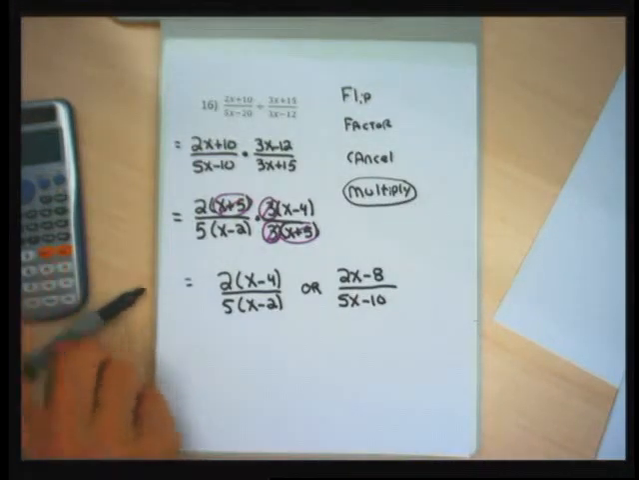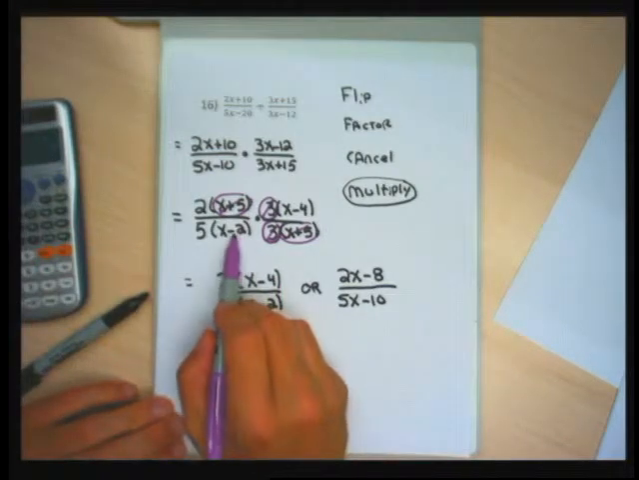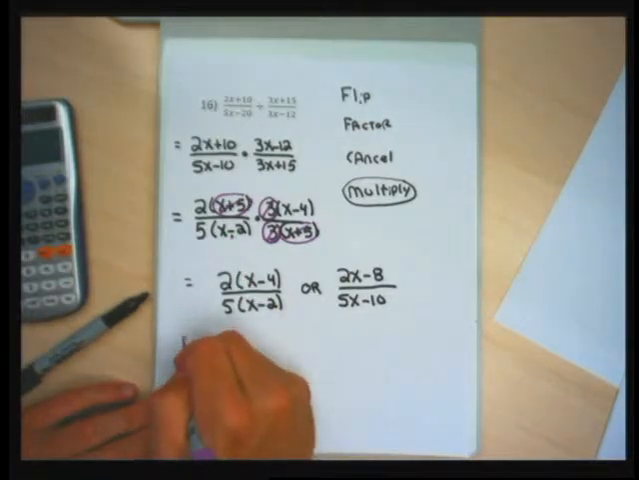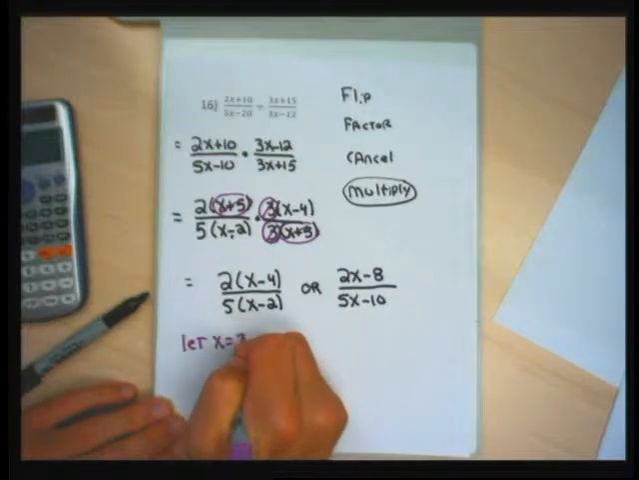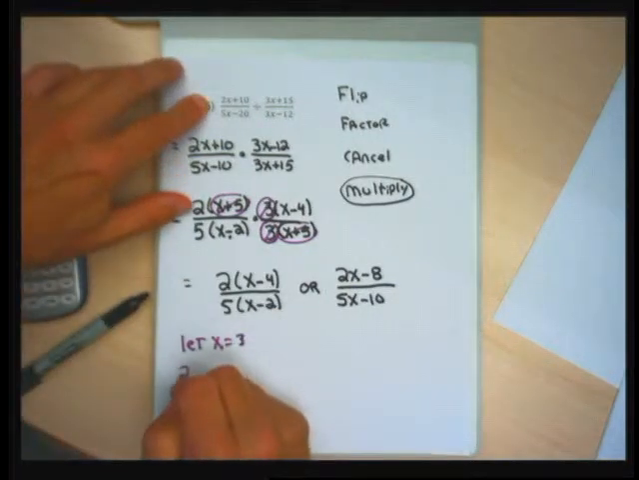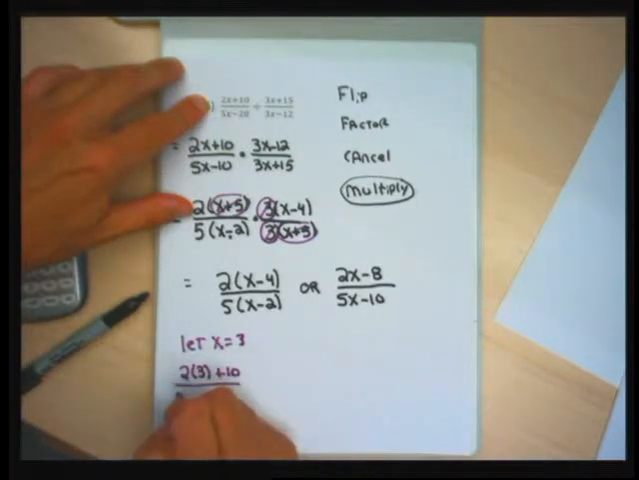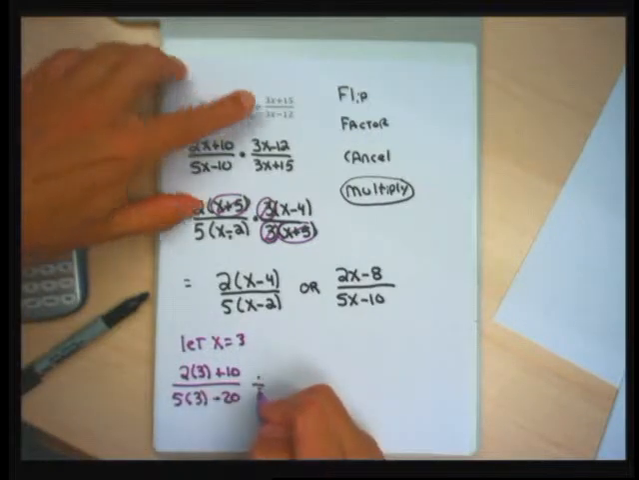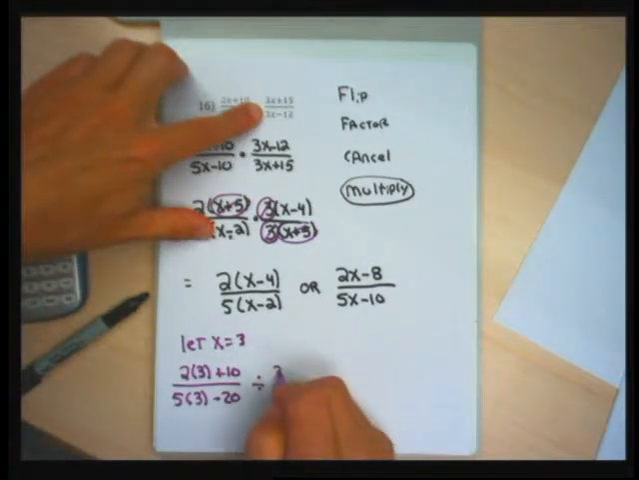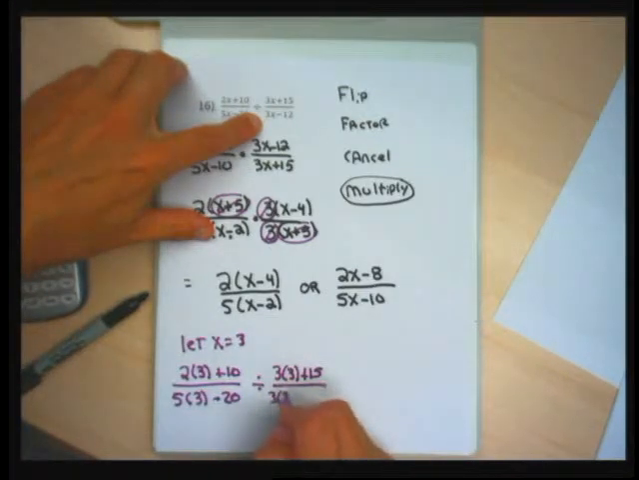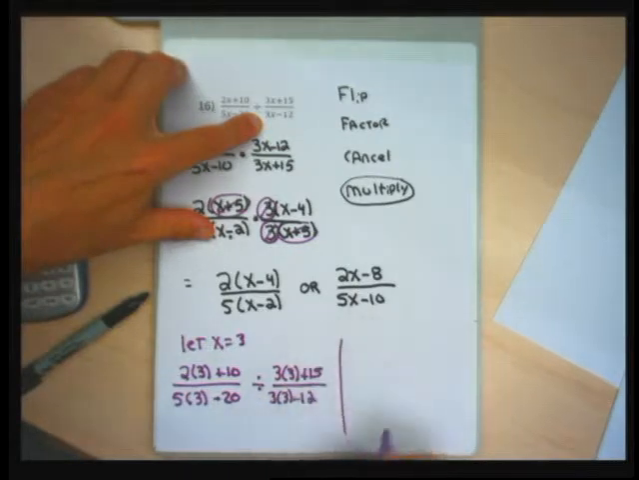So let me do an easy checking. I can't plug in 2. If I plugged in 2 for x, I'd get a 0 in that denominator, which would be undefined. So I'm going to just let x equal 3, and I'll plug it into my original problem. I'm going to go 2 times 3 plus 10 over 5 times 3 minus 20 divided by, then go over here, 3 times 3 plus 15 over 3 times 3 minus 12. And then I'll do it to my answer.